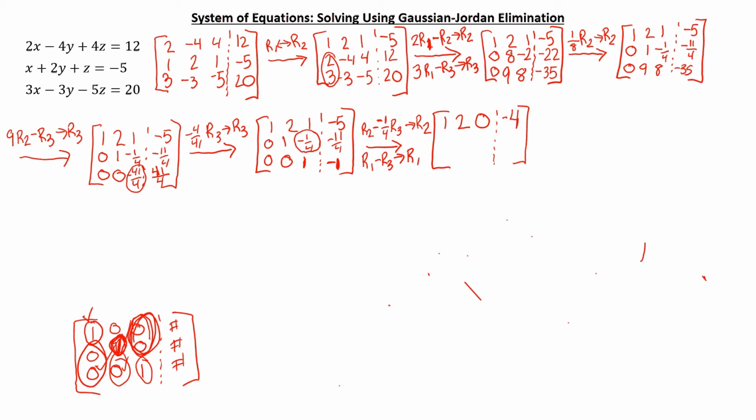Okay, now let's do the second row. So 0 minus 0 is 0. 1 minus 0 is 1. And negative 1/4 minus negative 1/4 times 1 will give us 0. Now put this in your calculator, this last one: it's going to be negative 11 over 4 minus negative 1 over 4 times negative 1. And you end up with negative 3. And then the last row will remain the same.